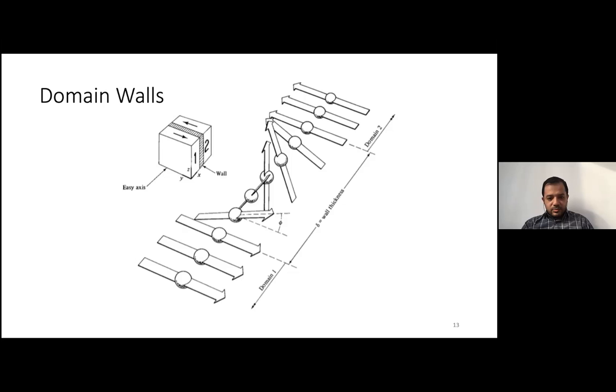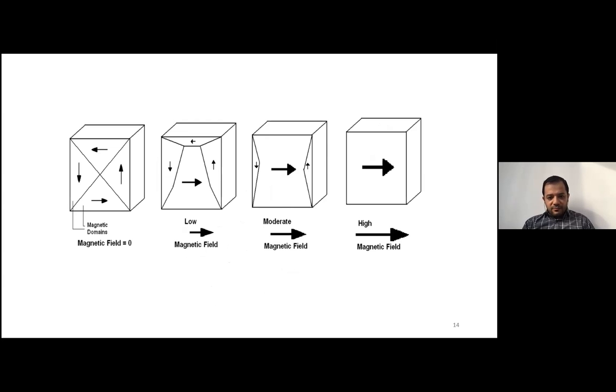These little spheres in the middle are the atoms, and so you have domain one and two, and between the domains the rearrangement happens in this way.